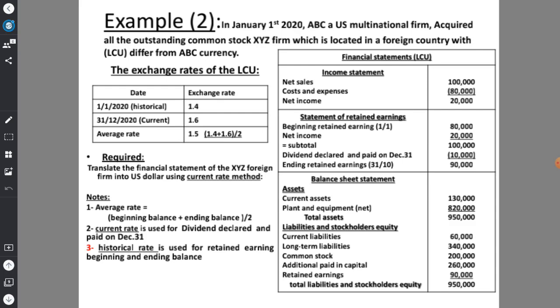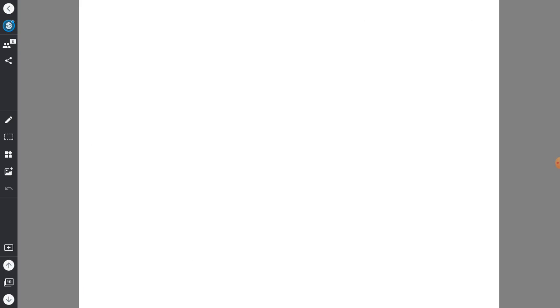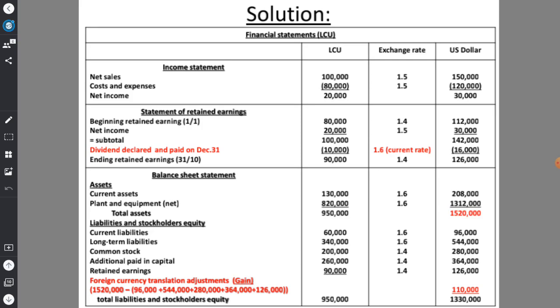تعالوا ناخد مثال تاني. Again in January 1st firm obtained outstanding common stock of another foreign firm with her own LCU currency ومديني exchange rate ومديني information given. I'm going to do the same steps. هحدد أول حاجة كل account في الفور statement أو three statements اللي قصادنا which exchange rate should be used.